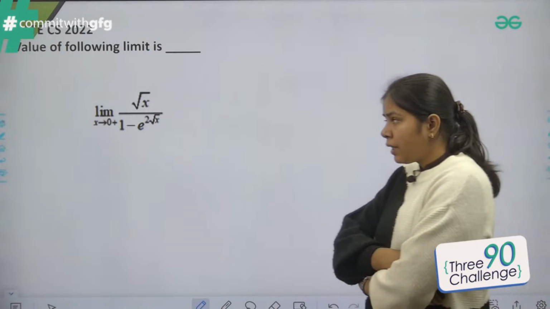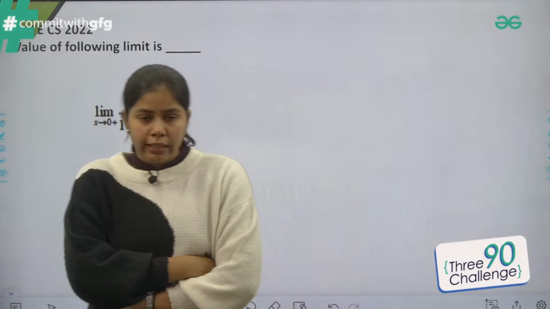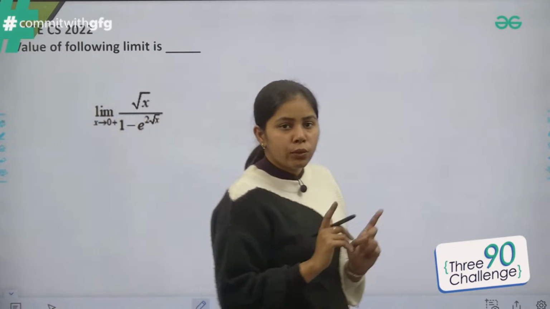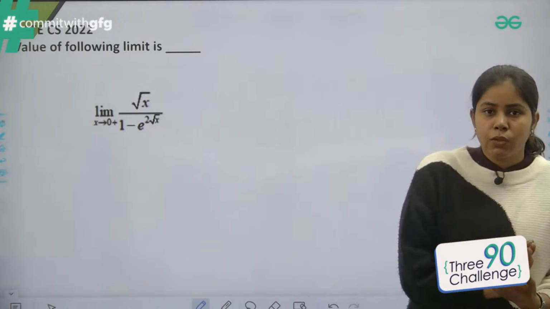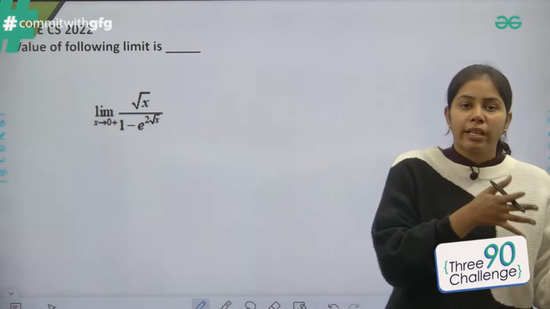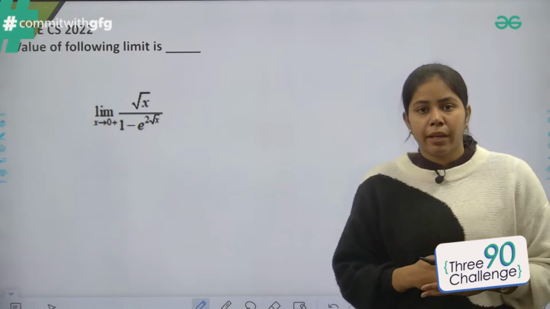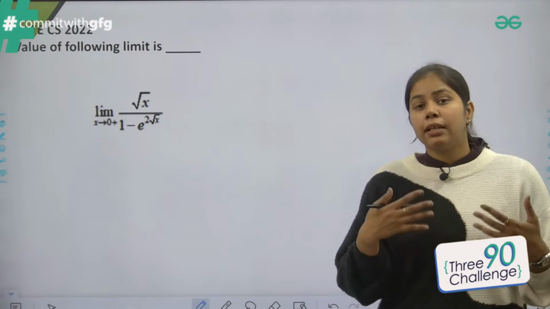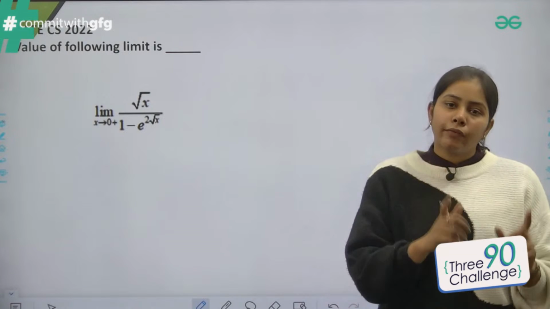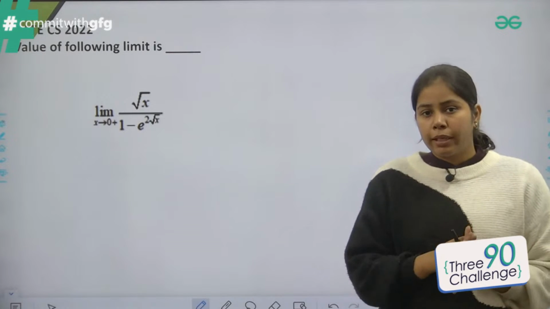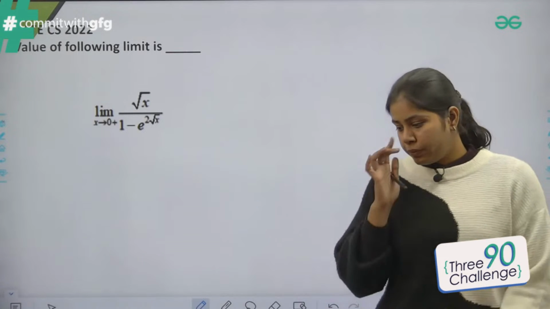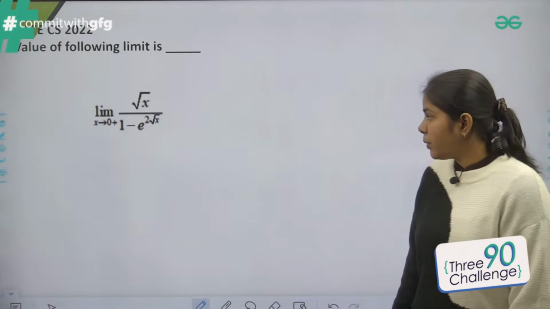You can see that if you put 0 in this question, you are getting 0 by 0 form. I only know one thing, that if I'm getting 0 by 0 or infinity by infinity, we call these types of forms indeterminate forms. And whenever you get an indeterminate form, you can use L'Hopital rule. So let me know, how would you solve this question?